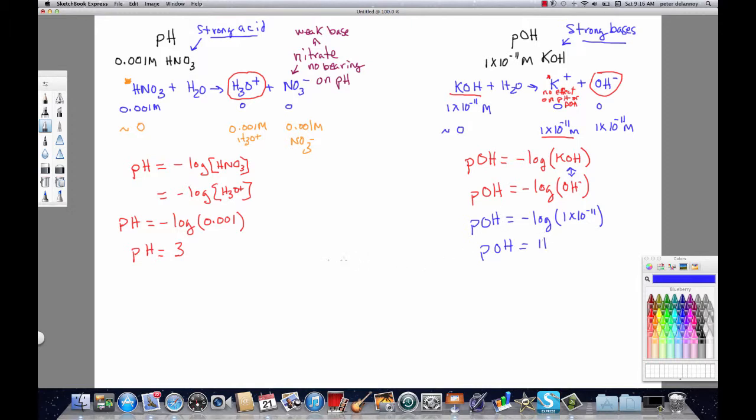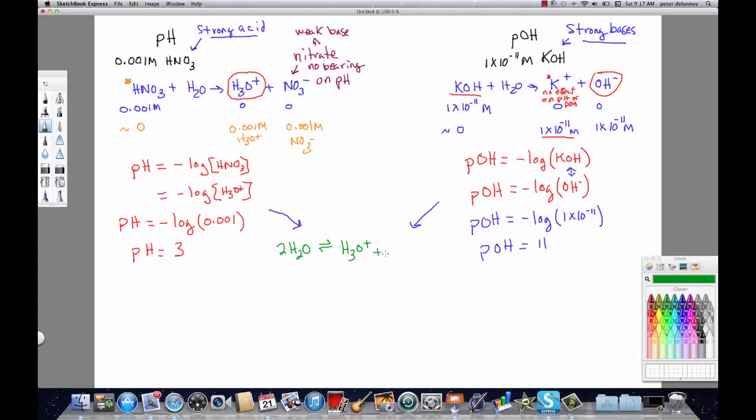Now, these two quantities are related to one another because the addition of the base and the addition of the acid is in water. And so what I want to do is show you how these two things are related. And to do that, we need to talk about water. All right, so water itself undergoes what we call an autoionization.